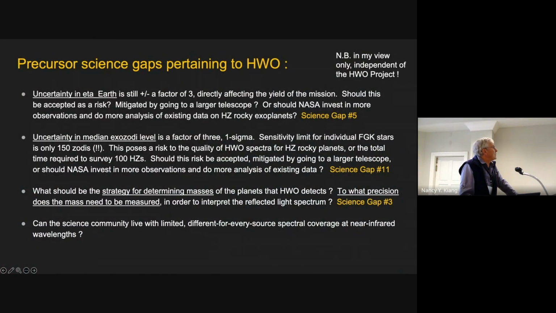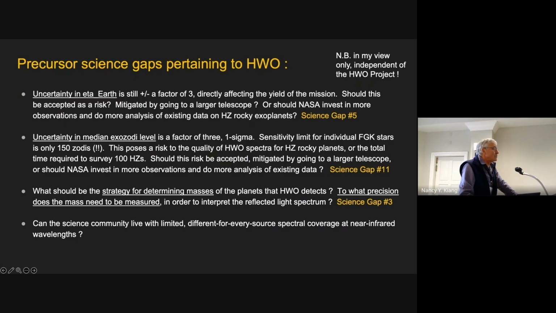And so there are gaps that pertain to HWO. I don't want to dwell on the first two, they've been around for a while. The third one is about what is the mass precision that we need to measure planets in the habitable zone in order to support this interpretation of spectra. So we're actively working on it in the exoplanet program. We had a workshop on that in April. We'll be doing another one in the fall. We want to know what the mass precision goal needs to be for either astrometry or radial velocity.